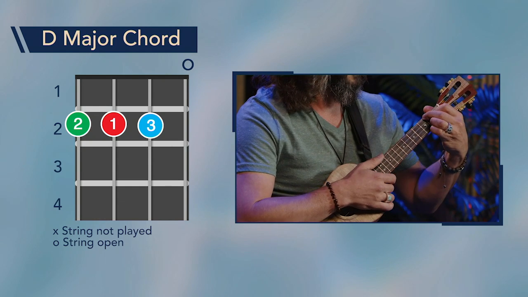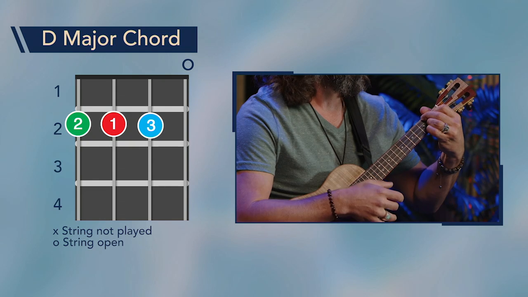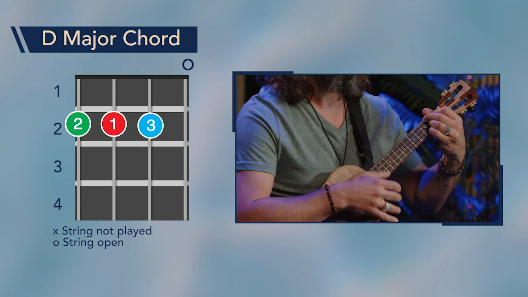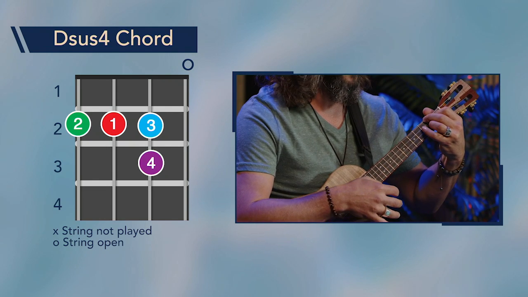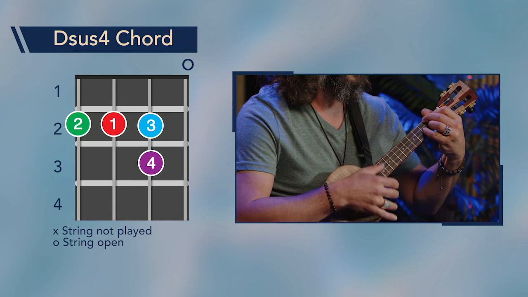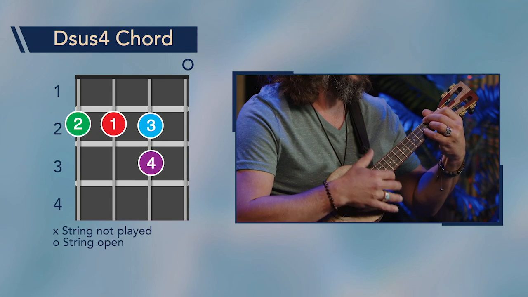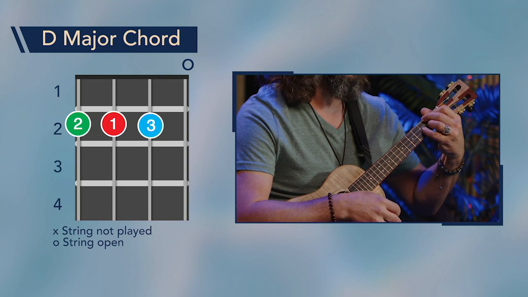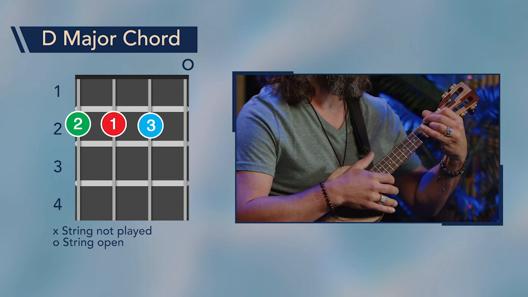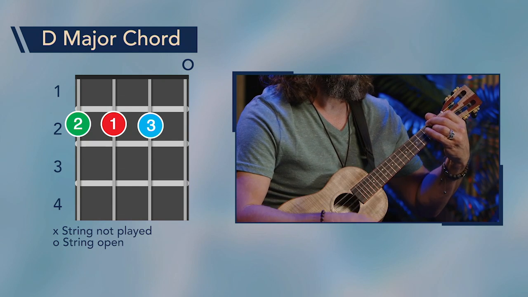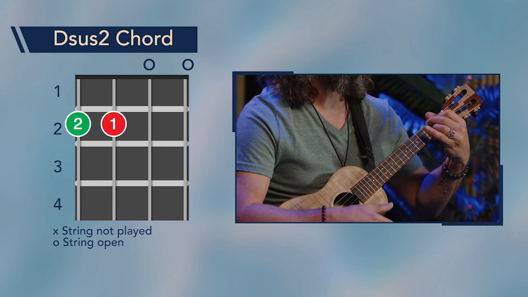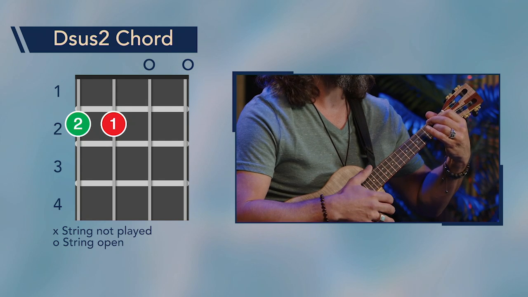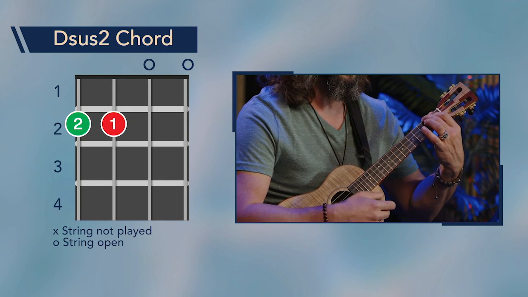Let's play D chord 4 times. Add your pinky for a D sus4. Remove your pinky for a D again. And then remove your ring finger so string 2 is open for a D sus2.